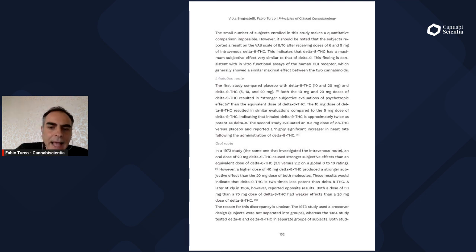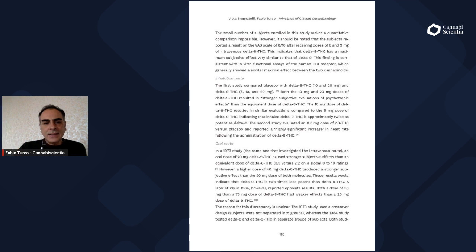A later study in 1984, however, reported opposite results. A dose of 50 mg and then a 70 mg dose of Delta-8-THC had weaker effects than a 20 mg dose of Delta-9-THC. So when it comes to the oral administration route, results are not very clear. Indeed, there have been studies that showed that Delta-8 seemed more potent than Delta-9-THC, and another one that showed comparable effect.